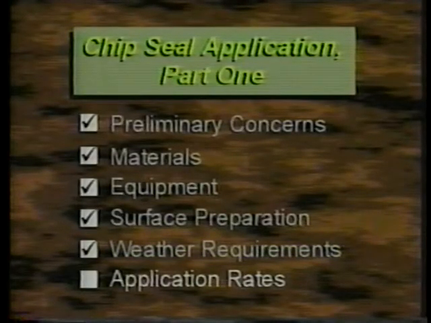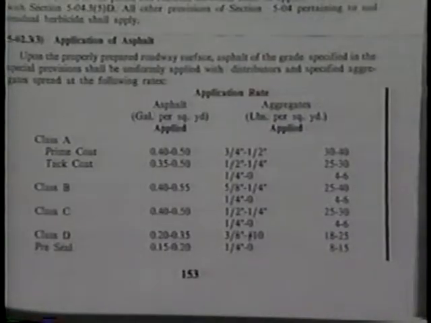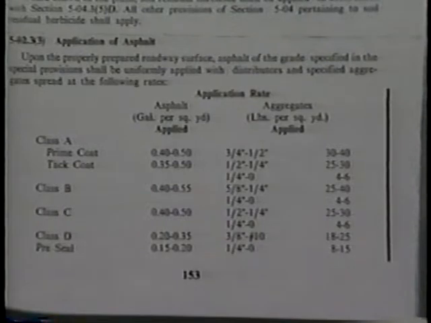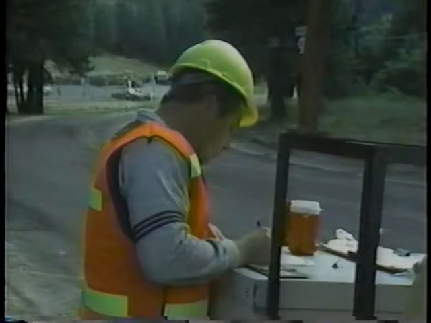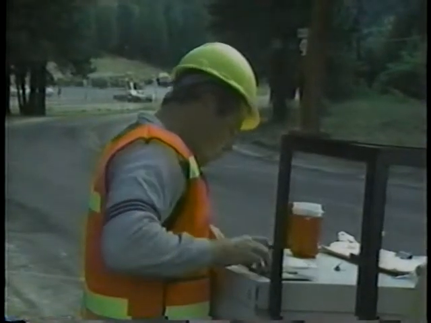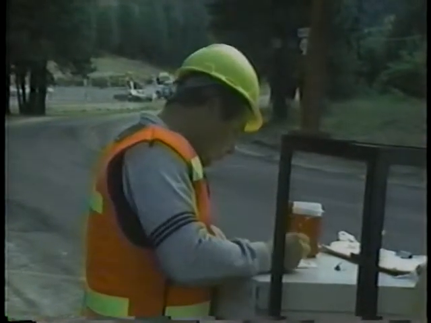Finally, you'll have to determine the application rates for the oil and chips. Many agencies use a table like this that lists the rates for both the liquid asphalt and the aggregate. Notice that a range is given for each rate. That allows you to increase or decrease the coverage depending on the condition of the surface and on the road's average daily traffic.